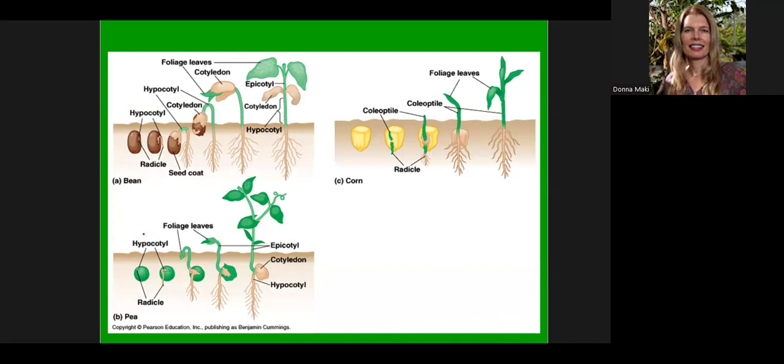So here you're looking at a couple of ideas where the bean plant, you see the cotyledon above ground, but the pea plant, B, here, the cotyledon stays below ground. So sometimes you just don't see the cotyledon. And then the corn, you can see the coleoptile is like a sheath that goes over the first true leaves that will come out.